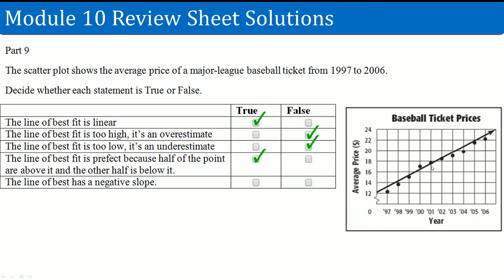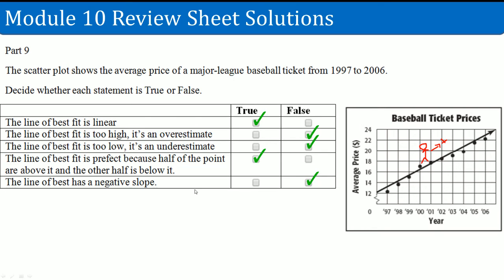And the line of best fit has a negative slope. In this case, that would be wrong. This is going upwards. It's positive. If we draw the guy on the line to tell, it looks like he is walking forward, right? Which is positive, up the incline. So we would say this has a positive slope. So this would be wrong.